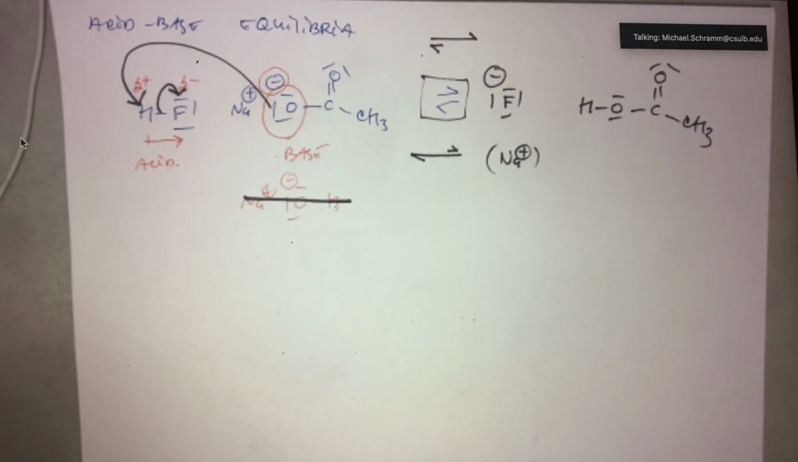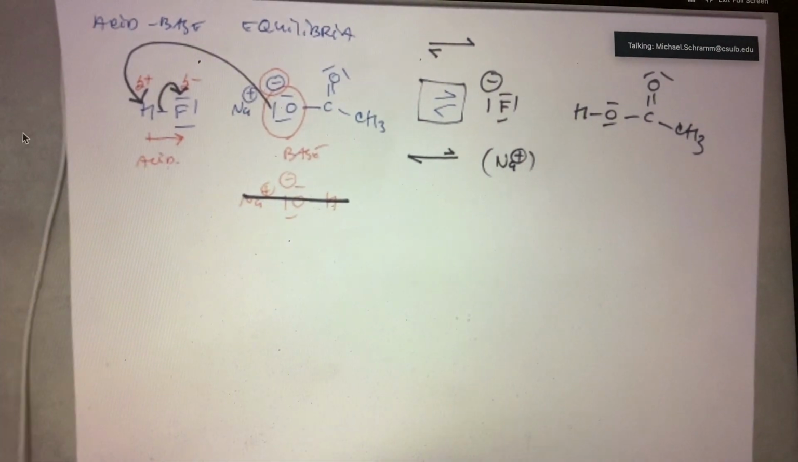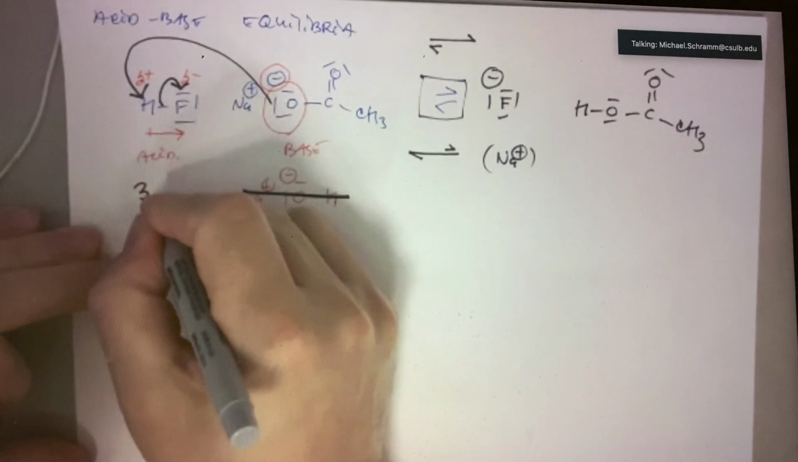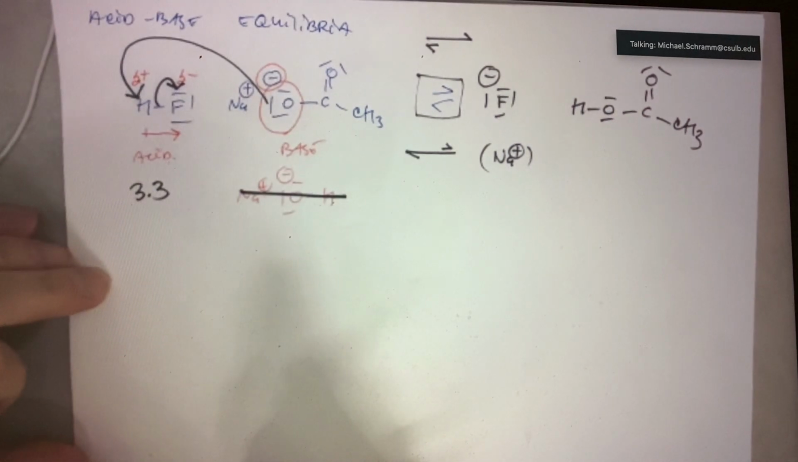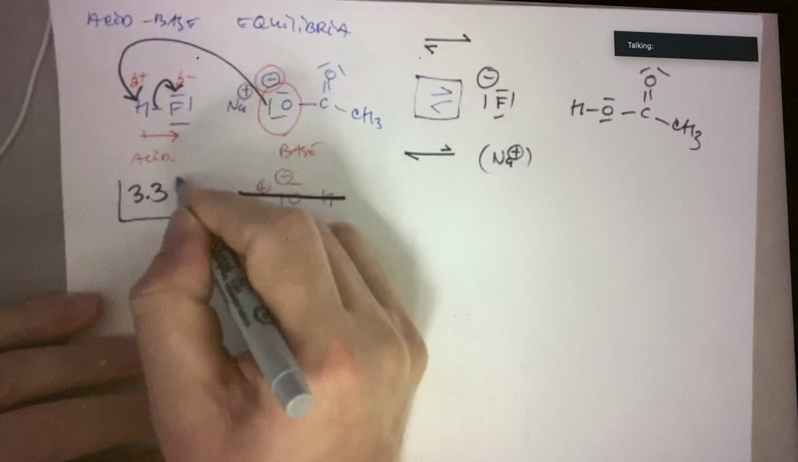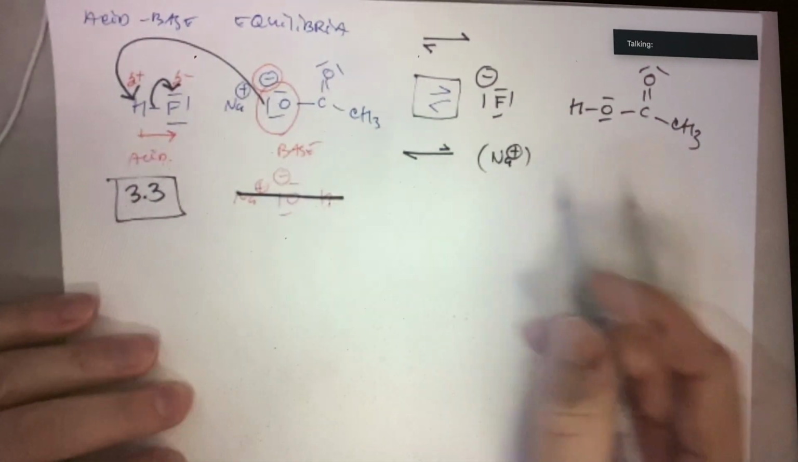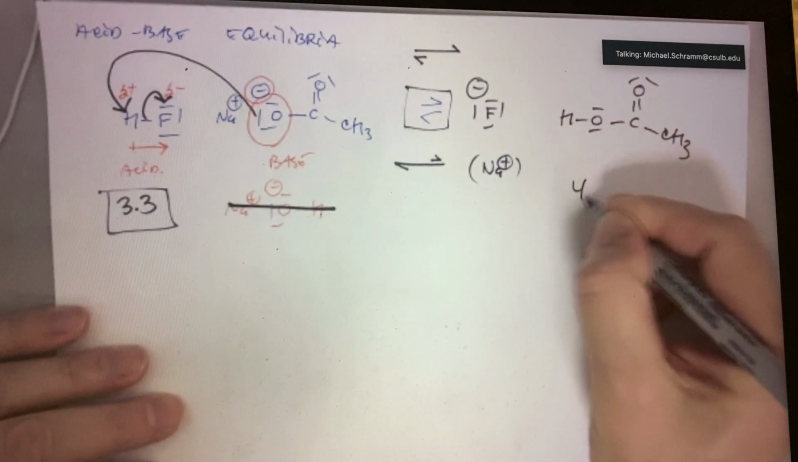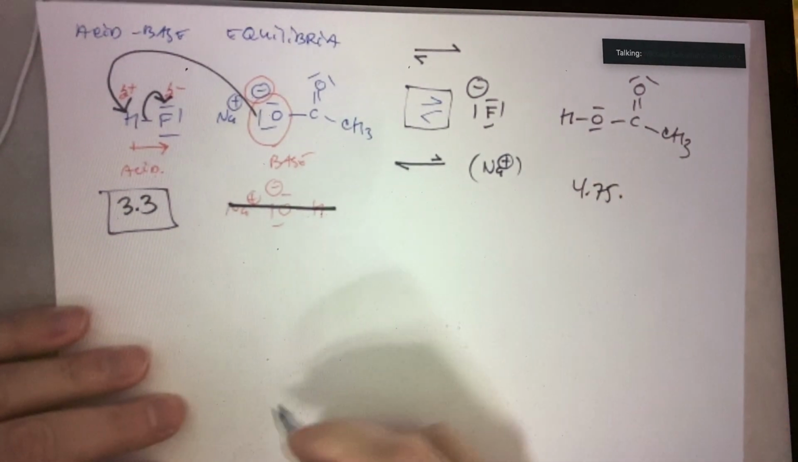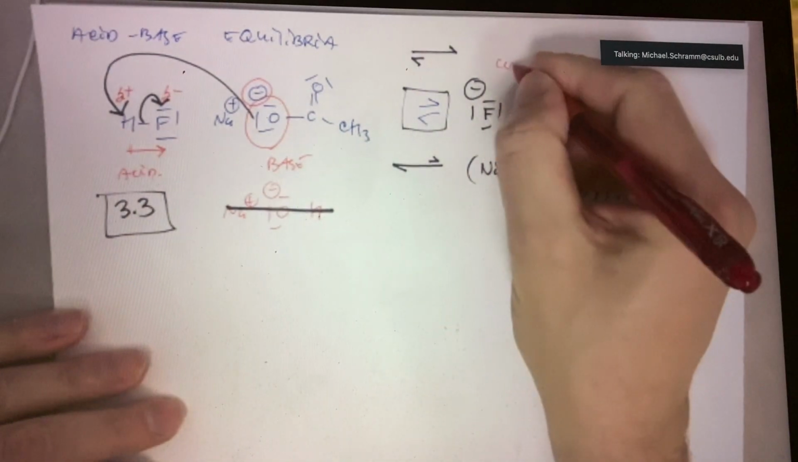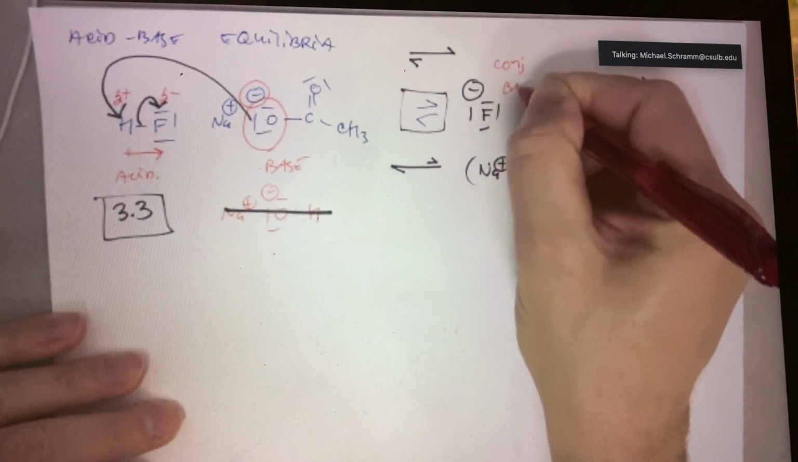Obviously, unless you have a photographic memory, you haven't memorized these pKa values yet. That's fine. But the pKa value for HF is 3.3. That's one of the values you need to put to memory. Well, what's the acidity of a carboxylic acid? 4.75. So notice this was our acid, this was our base, this was our conjugate base.